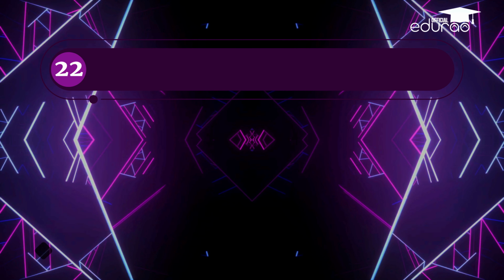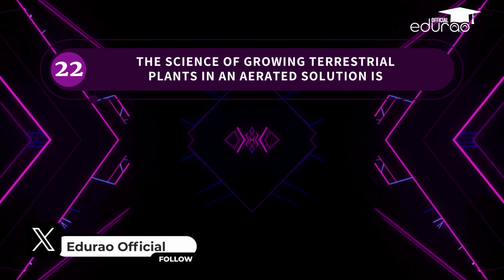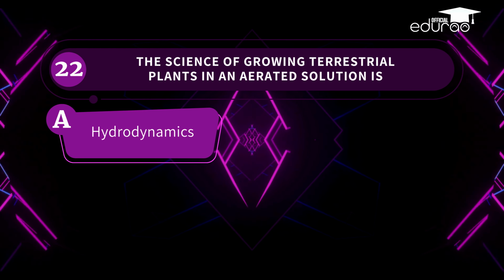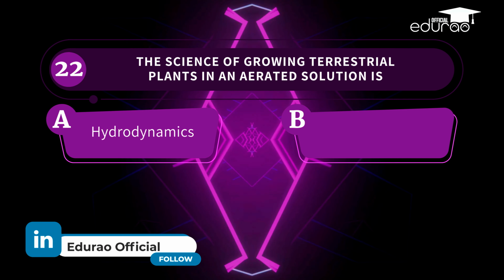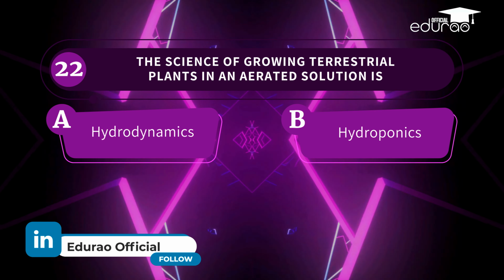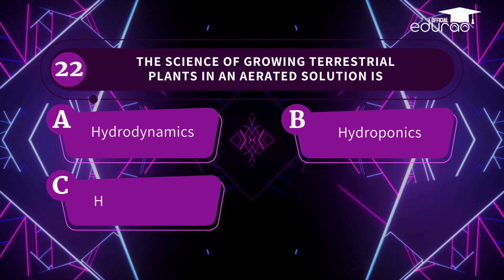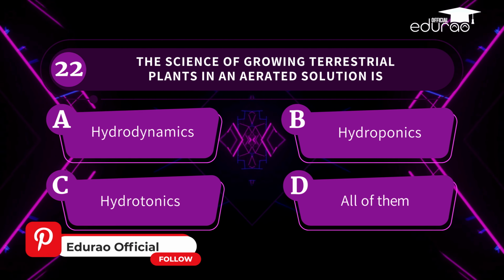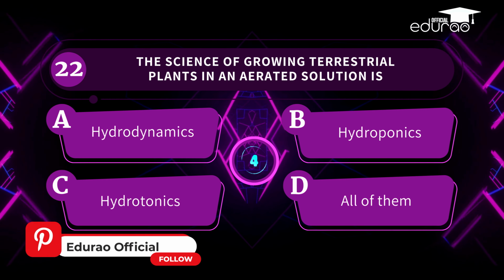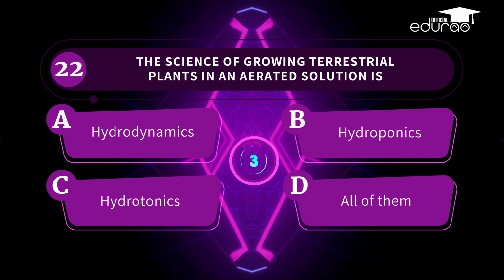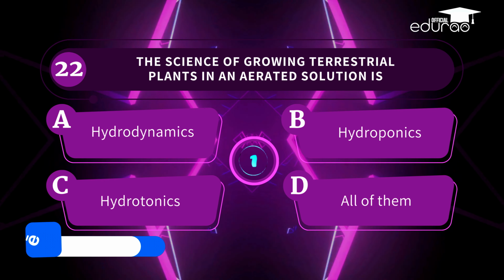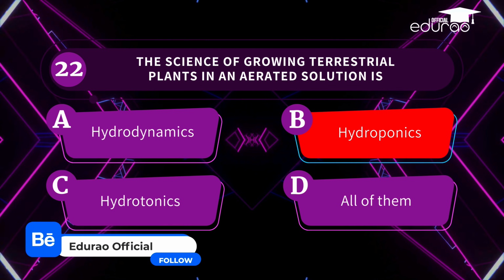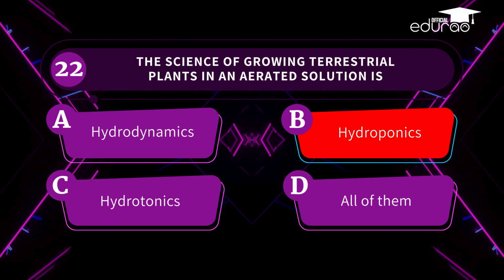Question 22. The science of growing terrestrial plants in an aerated solution is A. Hydrodynamics, B. Hydroponics, C. Hydrotonics, D. All of them. That's exactly right. The correct answer is hydroponics.